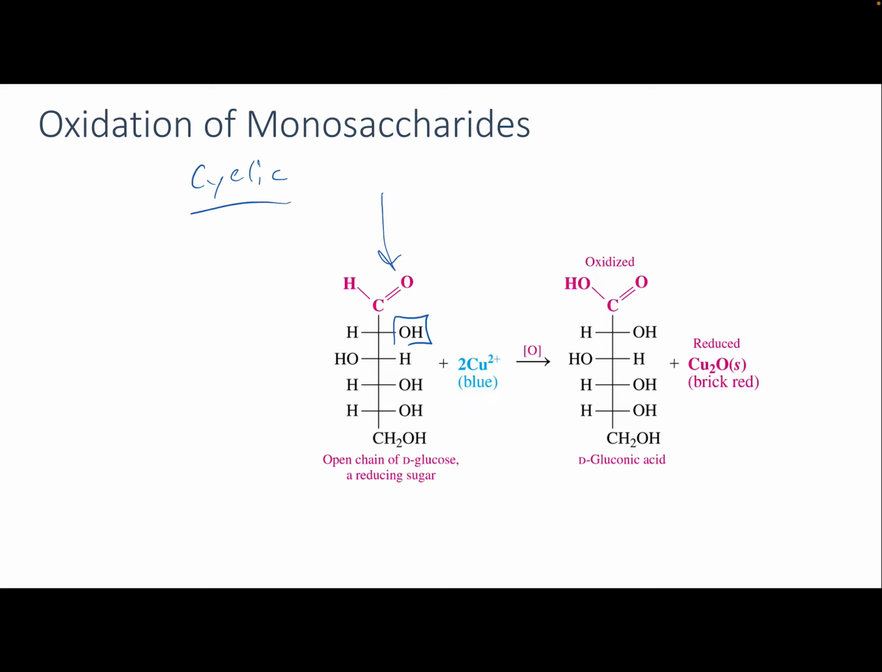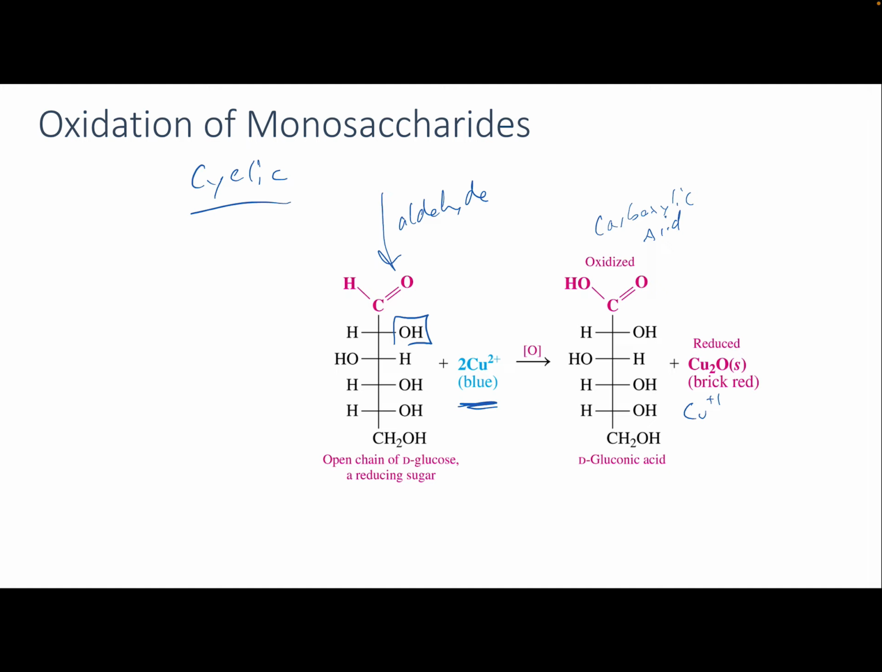And a Benedict solution uses the copper 2+ ion, and it gets reduced into a copper 1+ ion, and in that process oxidizes the aldehyde into a carboxylic acid. So aldehyde into carboxylic acid. Remember, ketones can't oxidize further. So this was a test that we could use to determine if our substance was an aldehyde versus a ketone, or in this case an aldose versus a ketose.